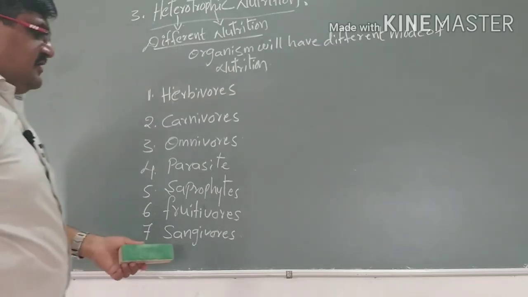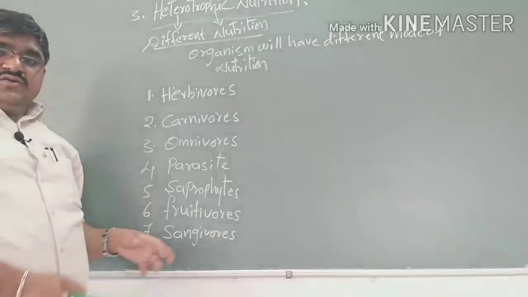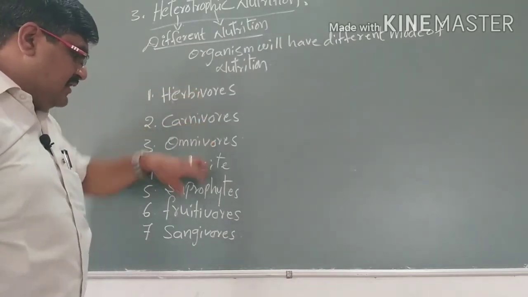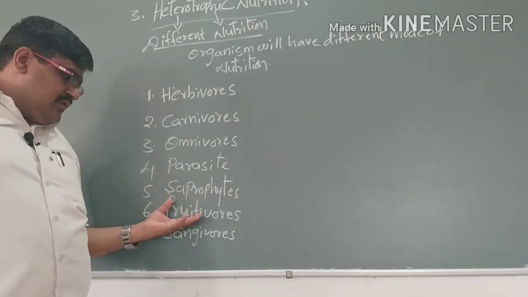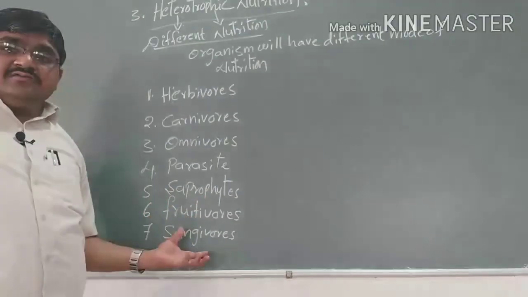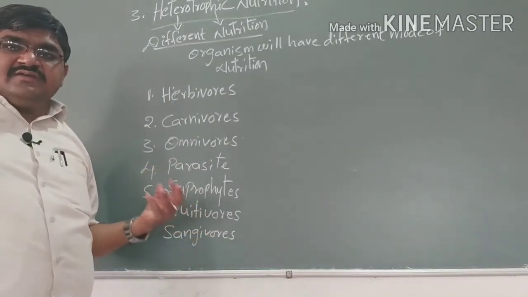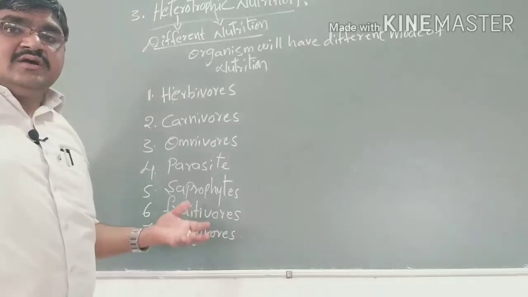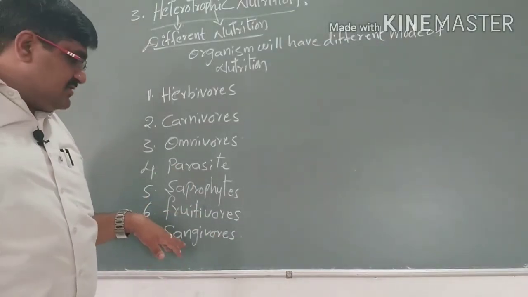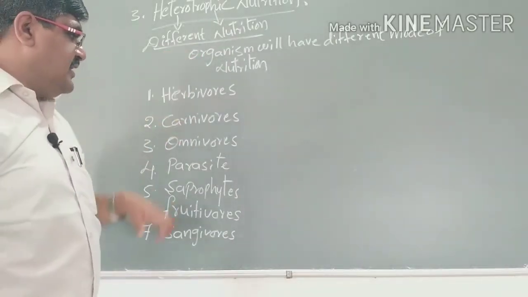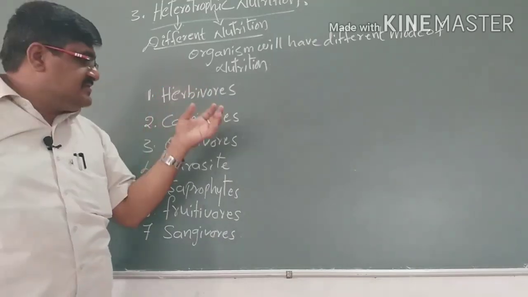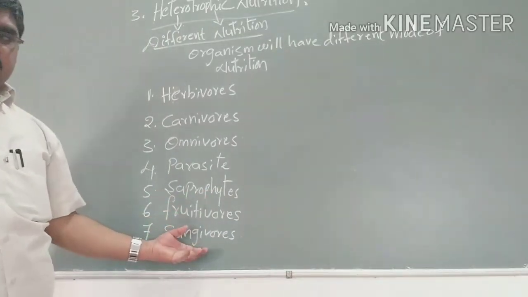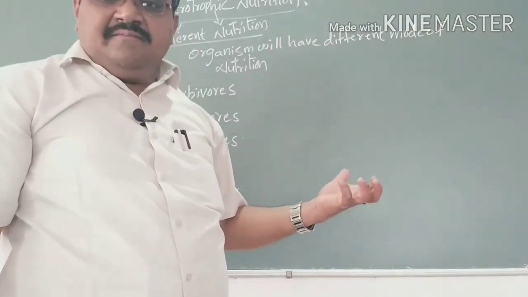These are the various types of nutrition: herbivores, carnivores, omnivores, parasites, saprophytes, frutivores, sanguivores, and also cannibivores. Cannibivores means they kill their own kind of organisms and eat them as food. These are the different modes, and they will be discussed in detail in the next class.